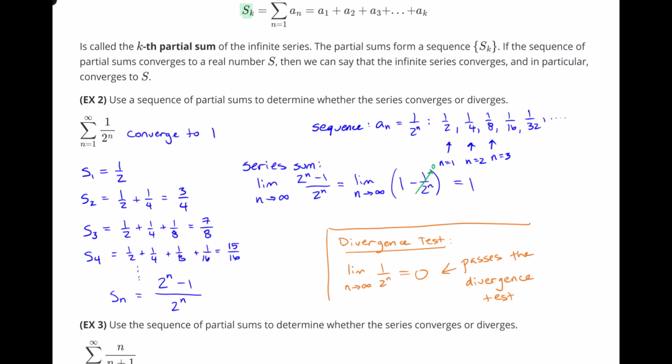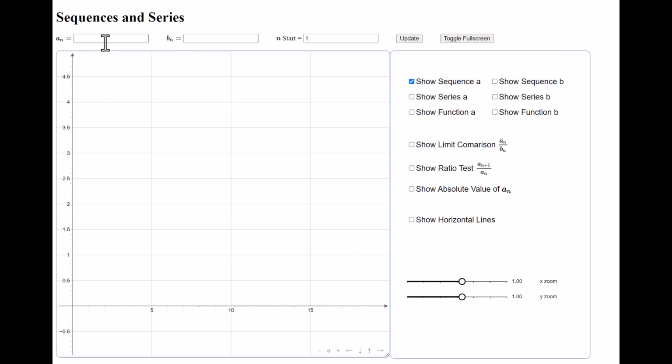Now let me show you this visually, to try and give you a bit more of a visual argument as to what's going on as well. Okay, so we have the function 1 over 2 to the n. So I'll put that in parentheses to be safe. So 1 over 2 to the n. n starting with 1, that's great, and I'll hit update. Okay, so here's my sequence terms.